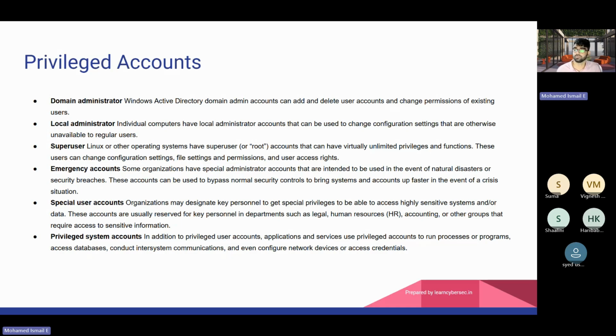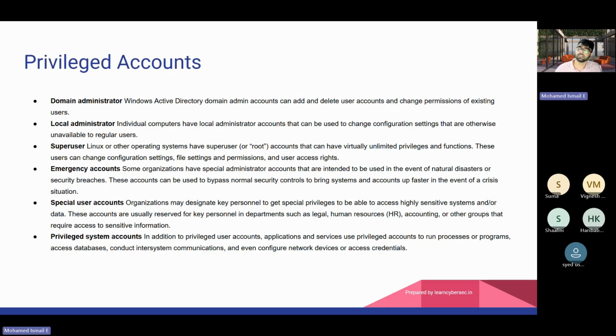Special user accounts may designate key personnel who get privileges to be able to access highly sensitive systems. This is again department specific, special user accounts can be created. Then privileged system accounts, which is called PSA, right? This specific account may be used in processes like automation, API, algorithm, or any script that can be used to connect machines together.